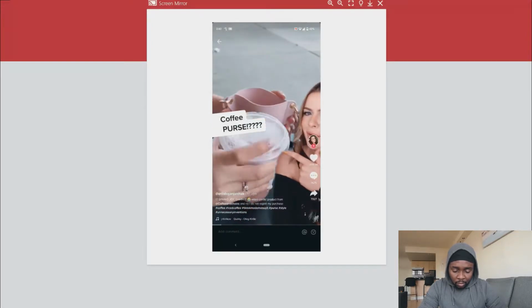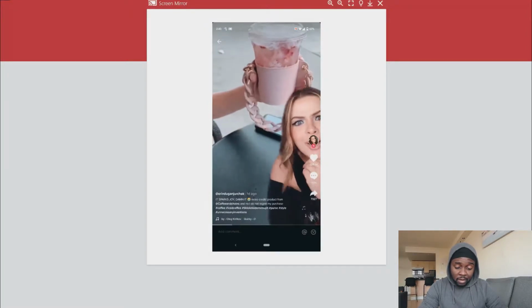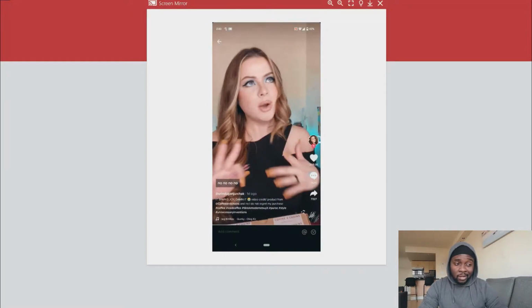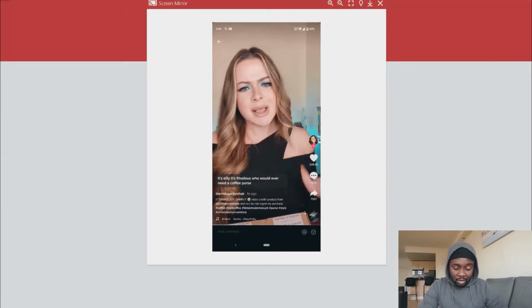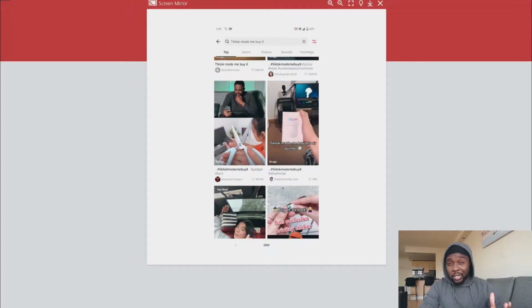Okay, this is a coffee purse. Okay, this is really cool. It's something that looks like I can gift, but I don't know if people will be interested in it. So, I mean, yeah, it looks kind of unnecessary. But winter is coming, you know, but I'm not going to pick that one. So let's see.